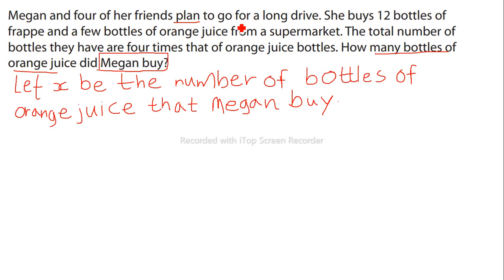Megan and her 4 friends plan to go for a ride. She buys 12 bottles of frappe and a few bottles of orange juice in the supermarket. The total number of bottles they have are 4 times that of orange juice.